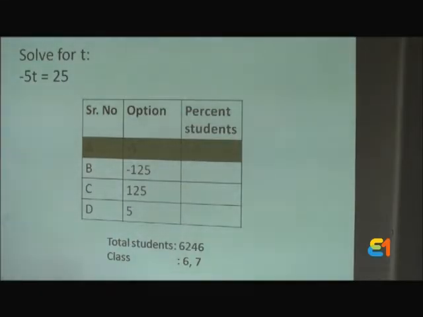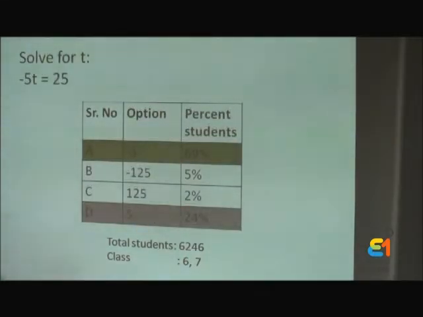Consider another example. This question was given to about 6,000 students of classes 6 and 7. The question says, solve for t: minus 5t is equal to 25. The options were minus 5, minus 125, 125 and 5. Minus 5 was the correct answer. We saw that 69% of students opted for minus 5 and 24% of students opted for 5.